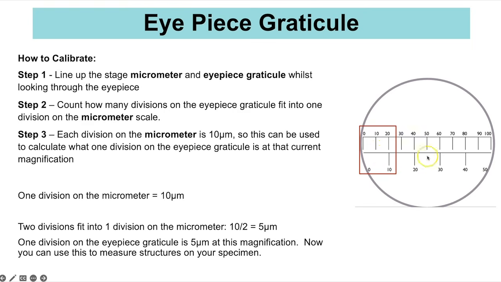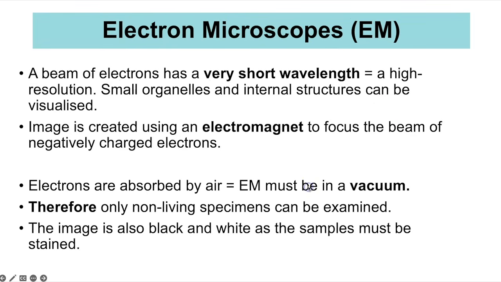And you would then take away the stage micrometer ruler, and then you'd put in your slide, and you can then measure cells using your eyepiece graticule when you now know what each division is worth and measure the actual size of the images that you are viewing.